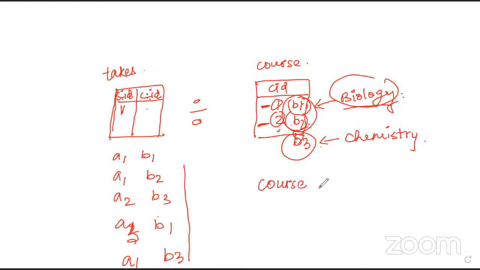Okay. Suppose that the course view, with attribute CID, and the tuples are B1, B2. Yeah, that is the same thing only. That is doable, right? Yeah. Okay. So only one necessary condition is there.